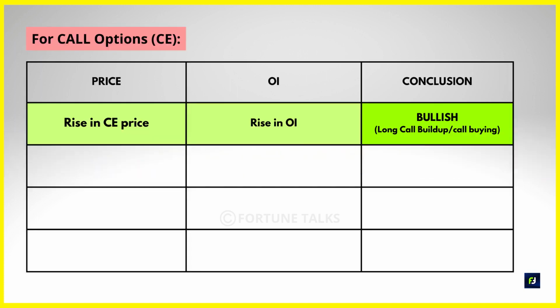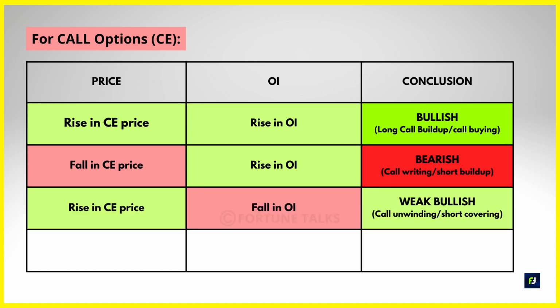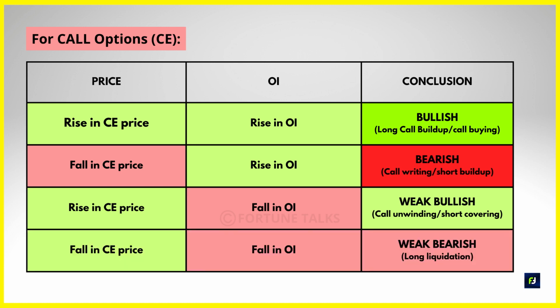So, a rise in the call option price along with a rise in the open interest will indicate that there is a long call buildup, which is a bullish sentiment. Similarly, a fall in the call option price but with a rise in the open interest can indicate a short buildup in the call side, which in turn indicates a bearish sentiment. Now, if there is a rise in the call option prices but a fall in the open interest, it indicates that there is call unwinding or short covering happening. And finally, a fall in the call option prices along with the fall in the open interest indicates a long liquidation or long unwinding in the calls.